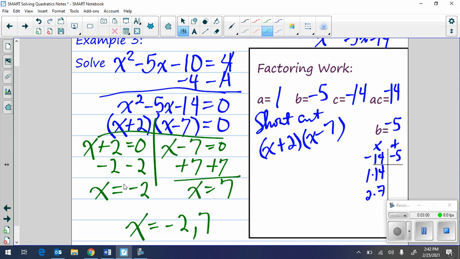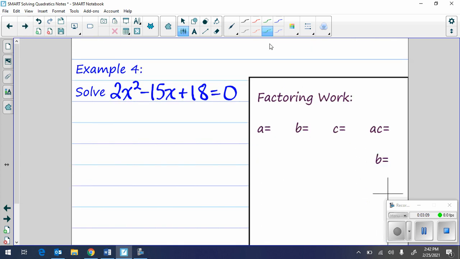Okay, let's look at example 4. Pause here if you need to finish, because I know I did that a little bit fast. Here is example 4. So the good news is I'm already in standard form. The bad news is my leading coefficient is not 1. So I'm going to have to do that whole box thing.